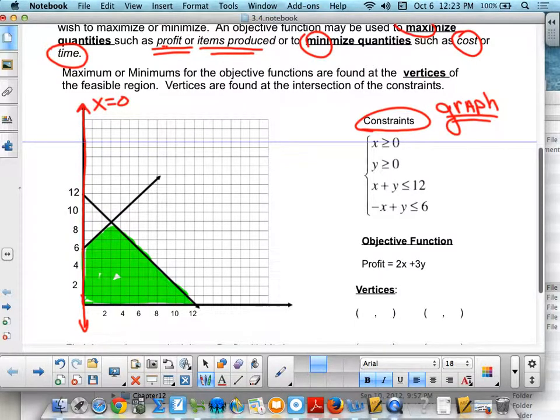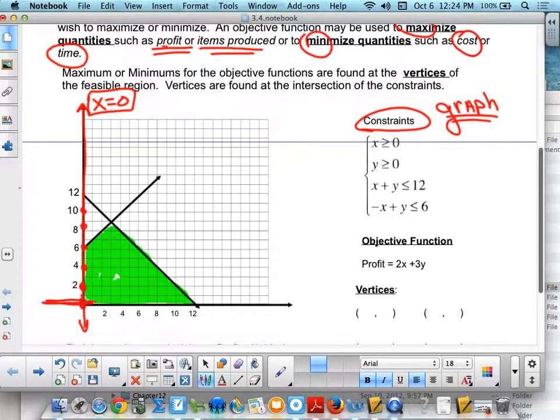How'd you know that, by the way? It's a vertical line on the y-axis. Okay. I was hoping you'd say, because every point on this line has what x value? 0. Yeah, 0. Look at 0, 0, 0, 2, 0, 4, 0, 6, 0, 8, 0, 10, 0, 12. X is always 0. That's why this is that line.